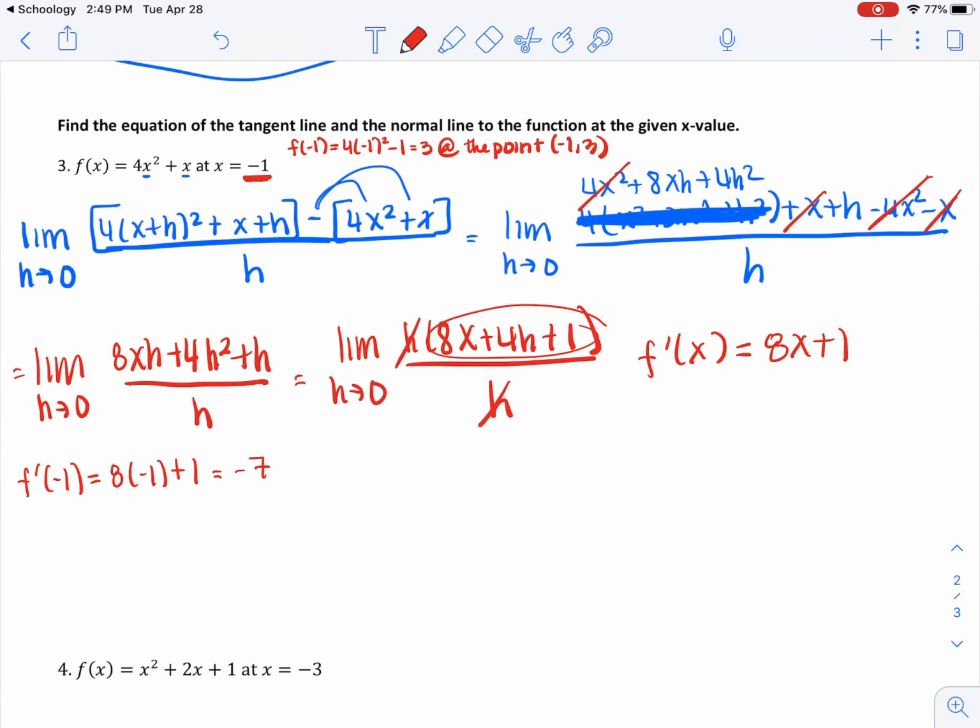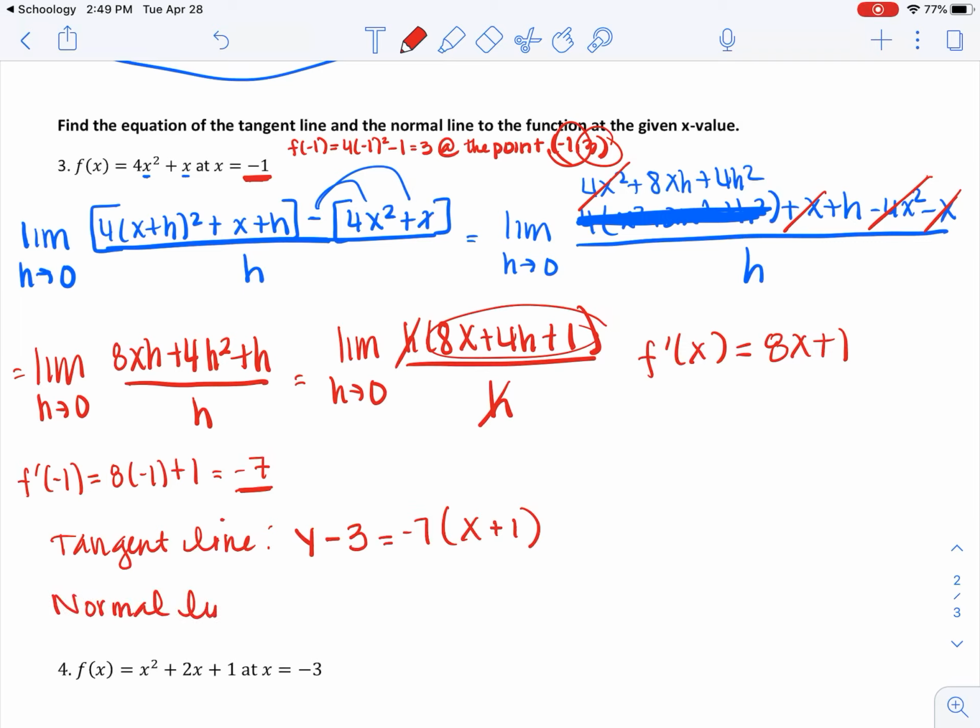I can write the equation of my tangent line. So tangent line: y minus y1, which is 3, equals m, which is -7, times x minus x1, which is -1. So I'm going to change it to +1. Okay, now I can also do the normal line, which is just perpendicular to that line. So y minus 3 equals +1/7 times x plus 1. And there's my two lines.